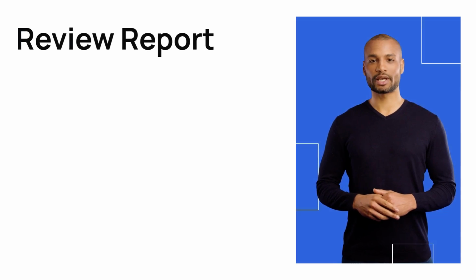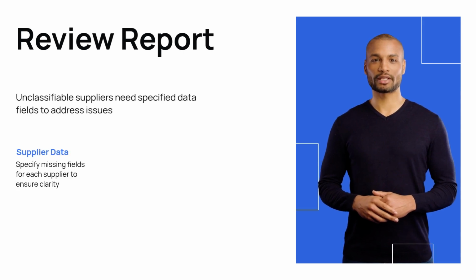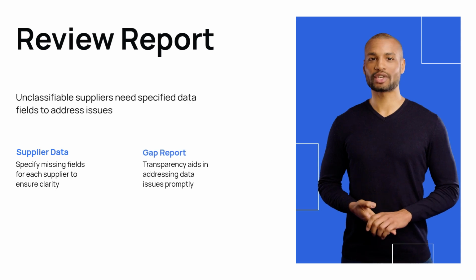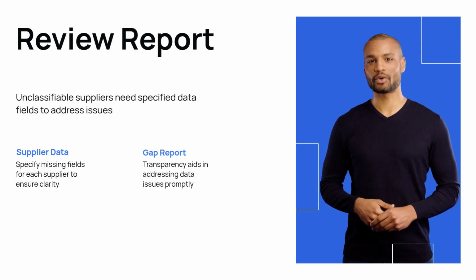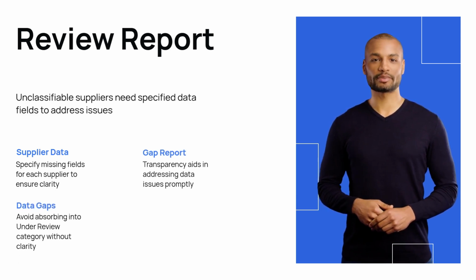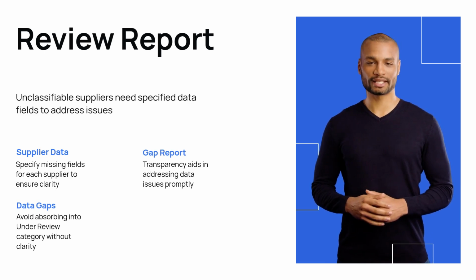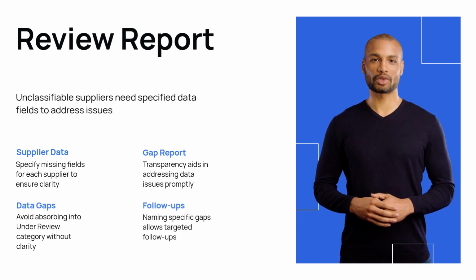Review the gap report for unclassifiable suppliers. It should specify missing fields for each supplier. This transparency aids in addressing data issues promptly. Avoid quietly absorbing unclassifiable suppliers into under review. Naming specific gaps allows targeted follow-ups.